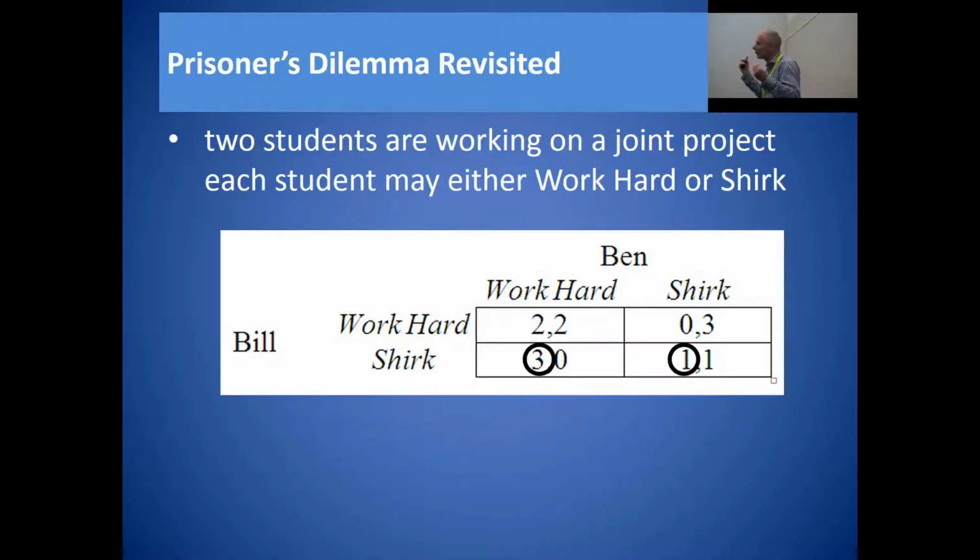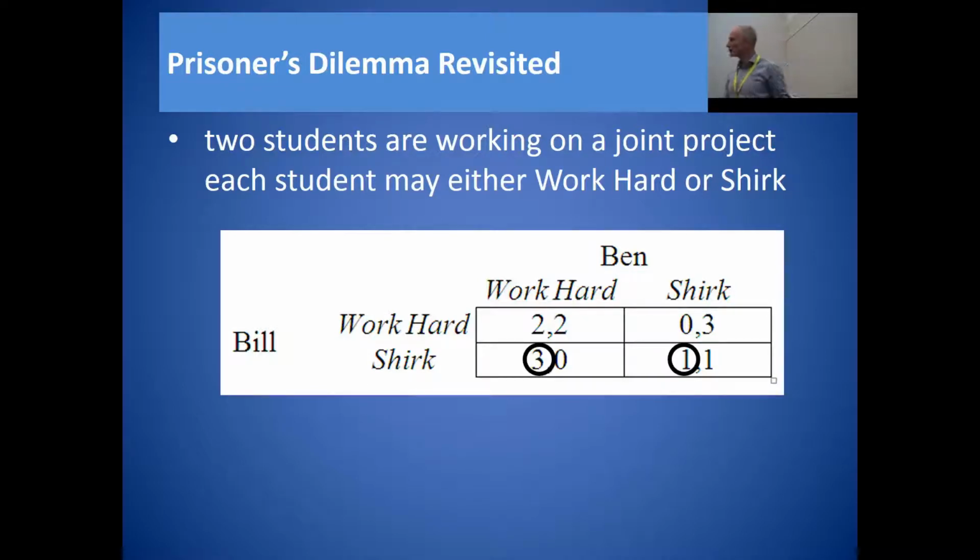But what are we expecting from a prisoner's dilemma? We're expecting there to be a dominant strategy. When we looked at the prisoners, the dominant strategy was always to confess, not to cooperate with the other person. What have we found for Bill? He has a dominant strategy of shirking, not cooperating with his fellow student. So there's a dominant strategy, the dominant strategy of shirking.